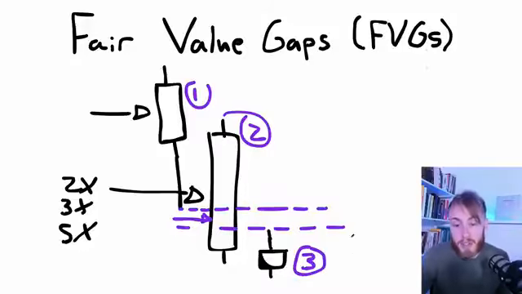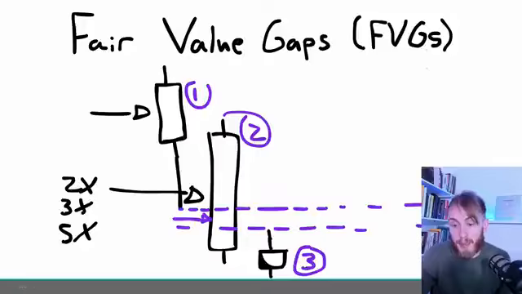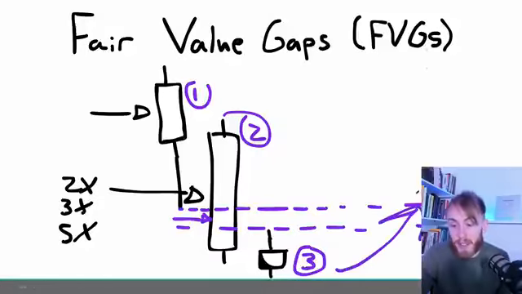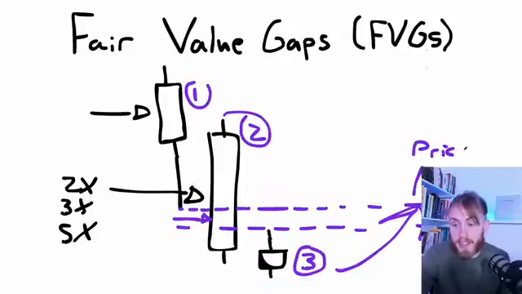And what many traders do is wait for the price to come back sometime in the future and test this level. Then they look out for some sort of price action signal, and they can use this as an entry model.